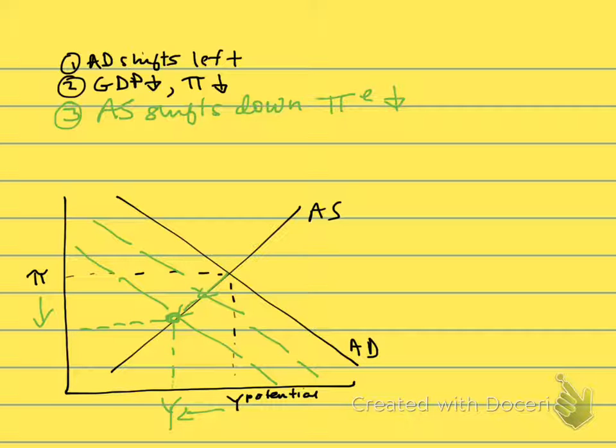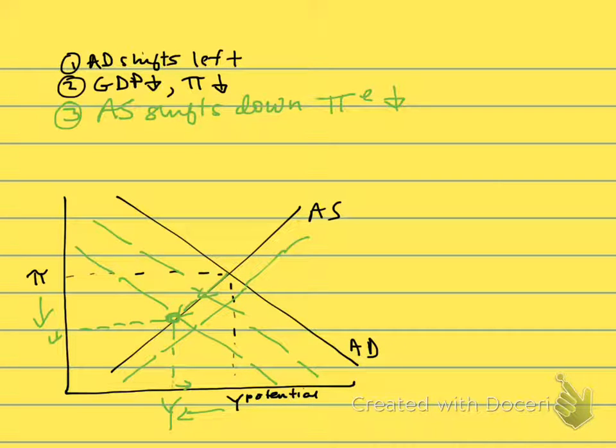Now, over the longer run, because inflation has gone down, the aggregate supply curve shifts down because expected inflation goes down. We've had lower inflation than we were used to, maybe even deflation, so the aggregate supply curve shifts down. As the aggregate supply curve shifts down, GDP then moves up a little bit. Inflation continues to drop, but not as much, right?